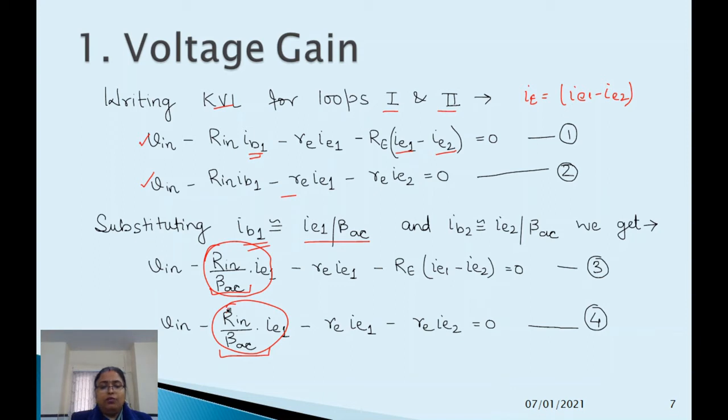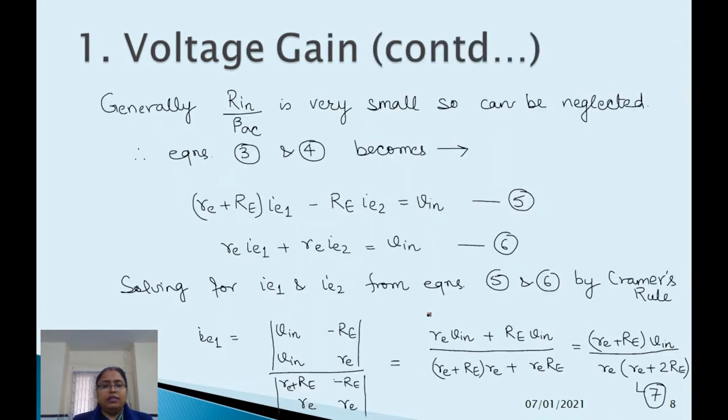So it becomes Vin minus RE into IE1 minus RE this. Now taking IE1 common, and from here also taking IE1 and IE2, we will get this RE plus re into IE1 minus RE IE2 equal to Vin, and RE equation this becomes RE into IE1 plus RE into IE2 equal to Vin. Now these are two equations with variables IE1 and IE2. So we have to solve for IE1 and IE2 by using the Cramer's rule.